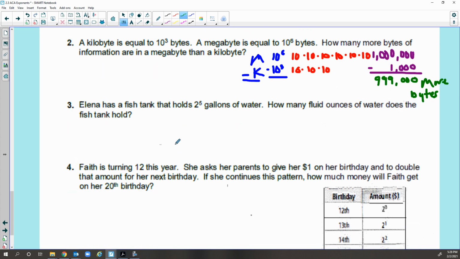Okay, another fish tank problem. Holding 2 to the 5 gallons. How many fluid ounces of water does the fish tank hold? Okay, so there's a two-stepper here. We're going from gallons to fluid ounces.